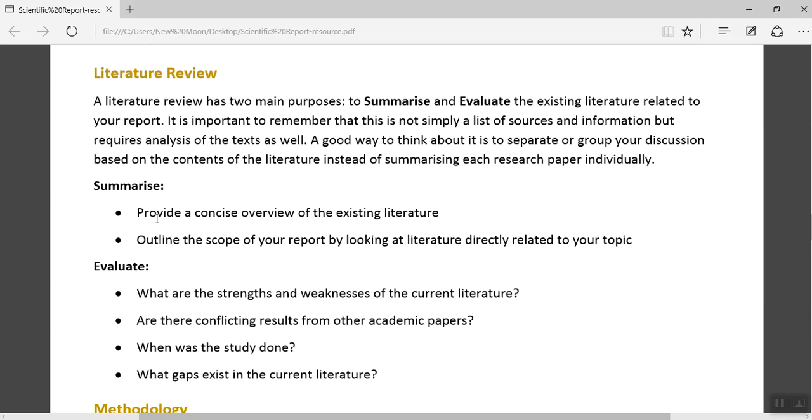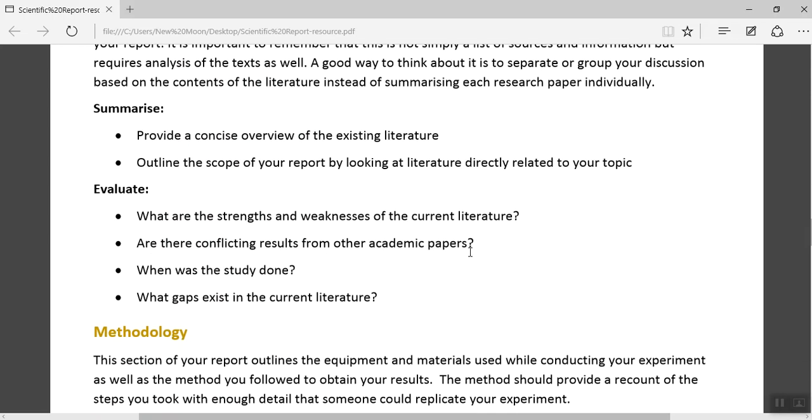Summarize: provide a concise overview of the existing literature. Number two, outline the scope of your report by looking at literature directly related to your topic. It means that when you have viewed all the contributions of the people, you are now in a better position to write the scope of your application, your research, that is, how far it is going to be fruitful and significant compared to their research. Fine. This is a very valuable point.